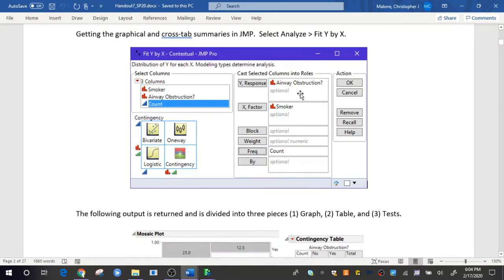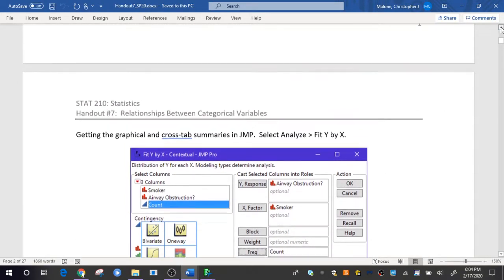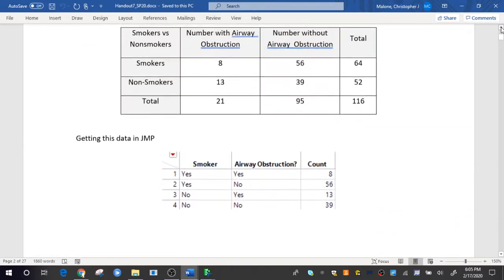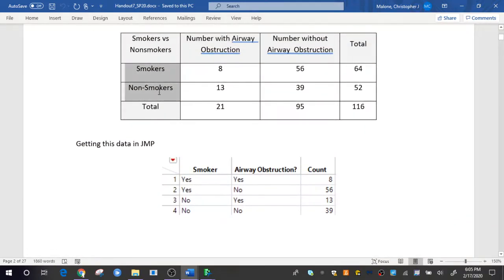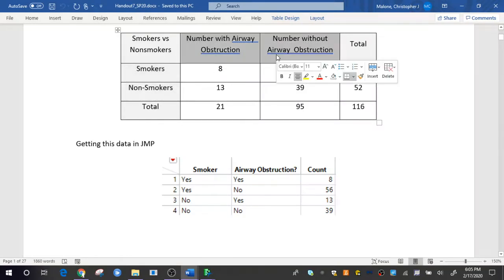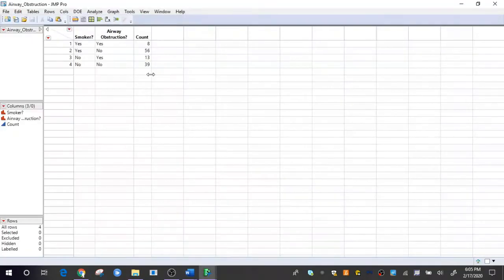The response variable is the primary variable that I care about, so whether or not they have an airway obstruction. The X factor box contains the other variable, and that is just how my groups were determined. So you can think of the smoker as what my two groups are here. They're either the smokers or the non-smokers. Now when I make these tables, I always put the grouping variable as the rows and the response variable as the columns here. So in all of my notes and my discussions, I'm assuming that you're doing the same. So let's go ahead and set this up.